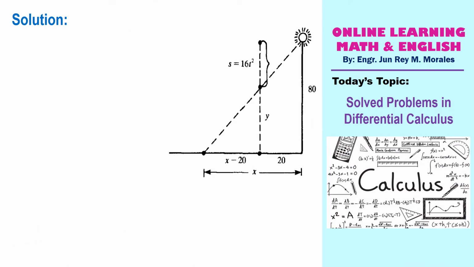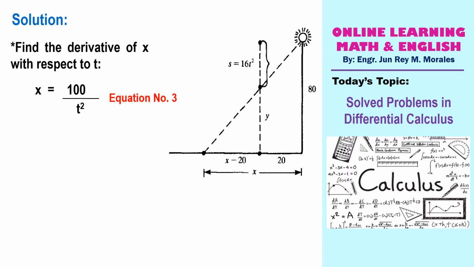Looking at the figure, the required from us is the speed of the shadow. In other words, it is the derivative of the distance x with respect to t, which is the time. Therefore, we should solve for the derivative of x using equation number 3. By inspection, we can say that equation 3 can also be expressed in this way: x is equal to 100 times t raised to the power of negative 2. By doing this, it will be easy to solve, and you will not be confused in solving it.